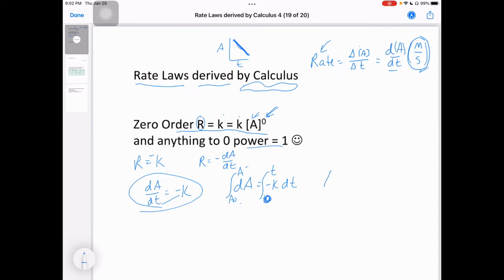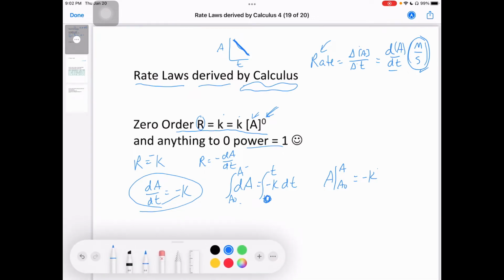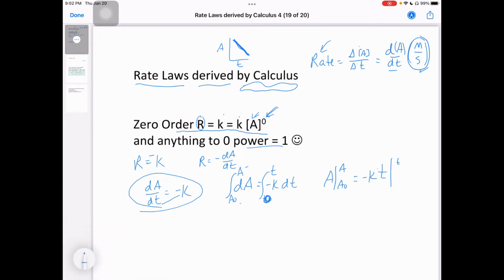So it's going to be A evaluated at A and A0, and then the integral of dt is just going to be t times the negative k. So it's going to be negative kt evaluated, excuse me, it's going to be negative kt evaluated from t to 0.